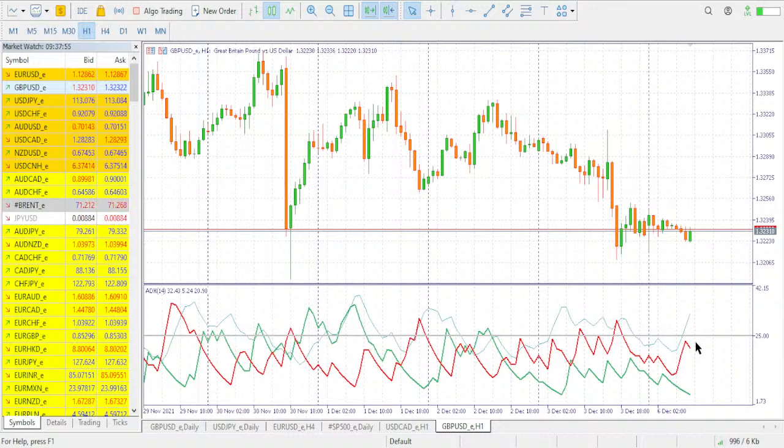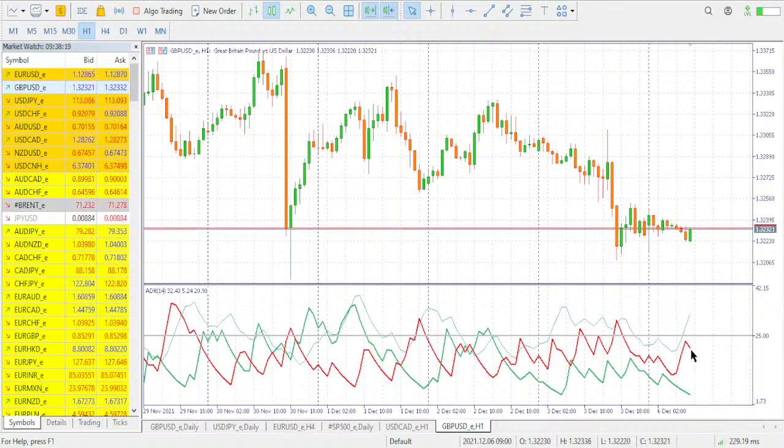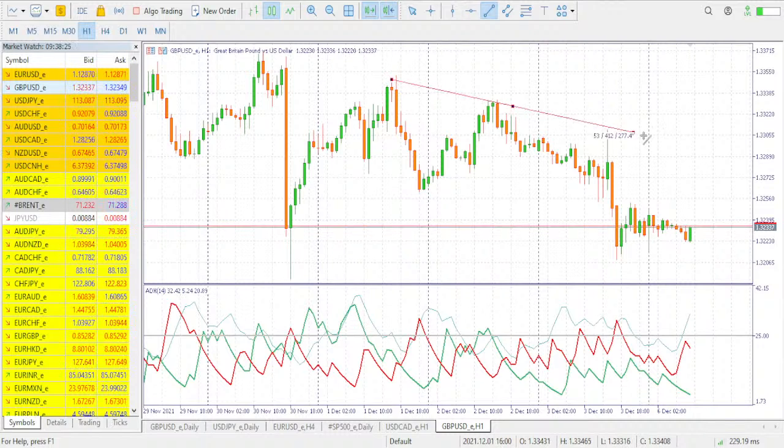Okay, so as you can see right now, anytime we have this thin line here above 25, it means there is an active trend. And anytime we have the red line above the green line, it means that trend which we saw here is actually a downtrend. So as it is now, you can see that we have this thin line above 25, and the red line is above the green line, which means we do have an active downtrend. So as it is now, we are looking for sell positions on this chart. We are looking for more sell orders.